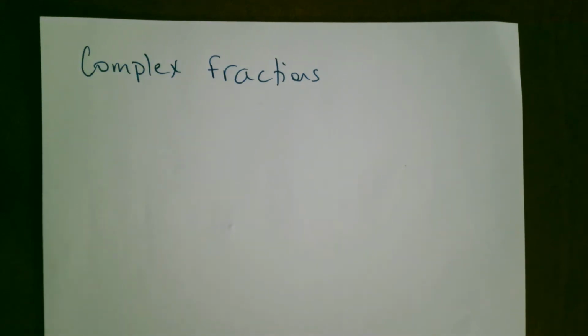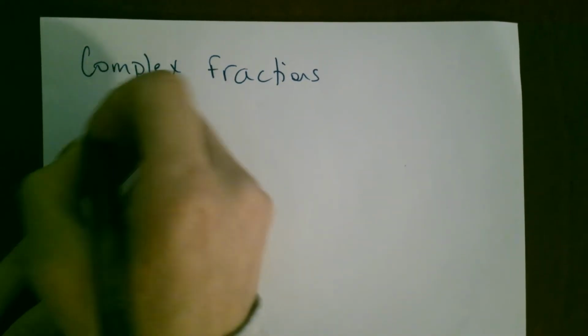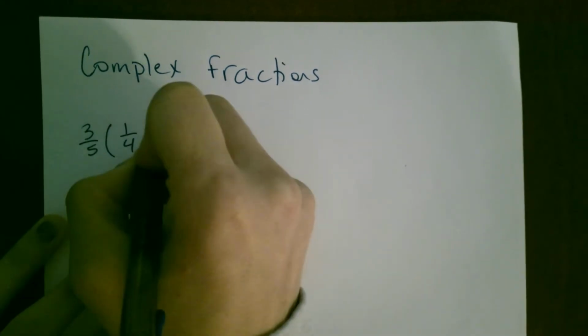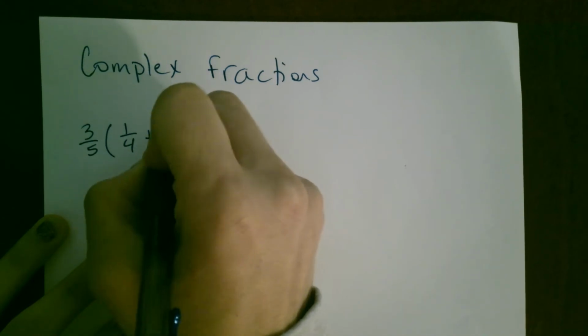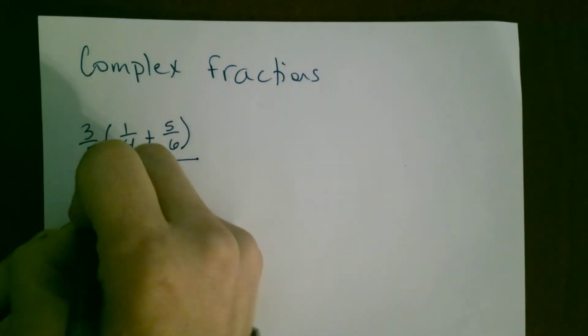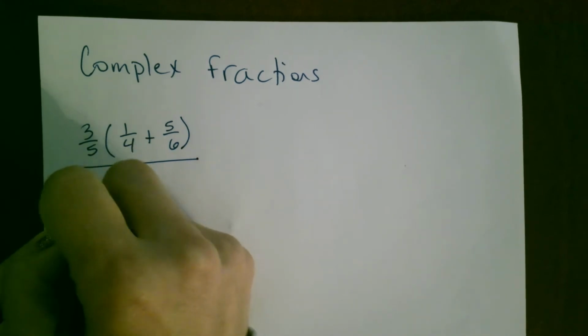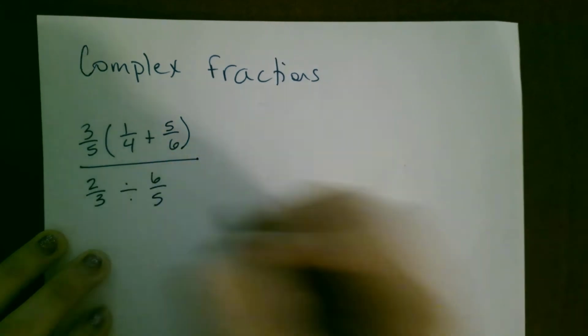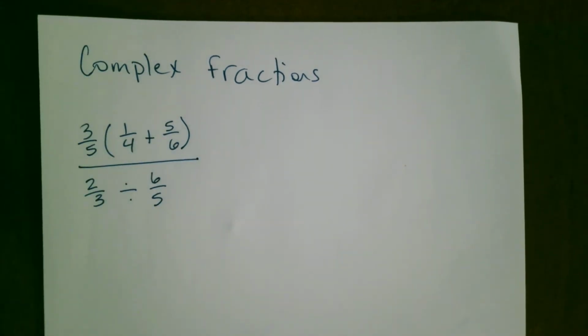All right, so what is a complex fraction? Probably about the most crazy that we could get with it. Let's say that I have 3/5 times (1/4 plus 5/6), all divided by 2/3 divided by 6/5. Something like that. So this is kind of the idea of what a complex fraction is.